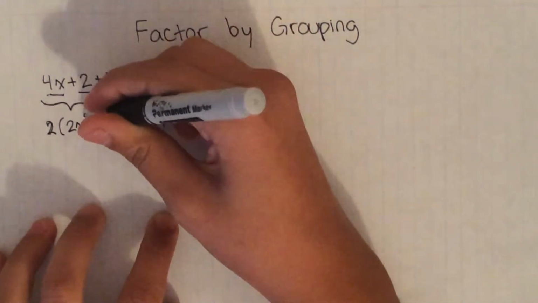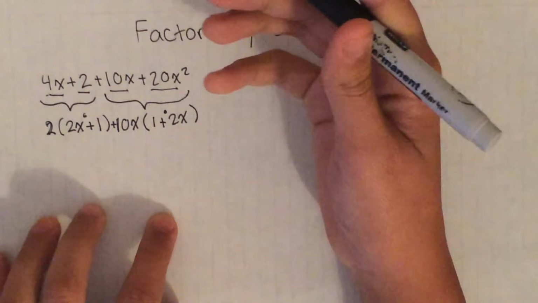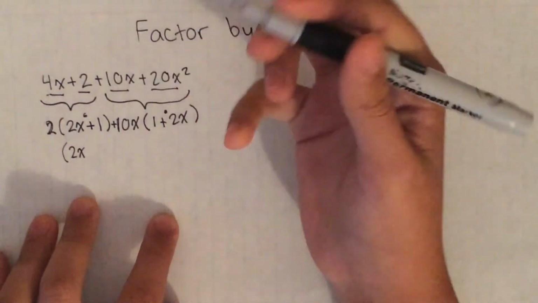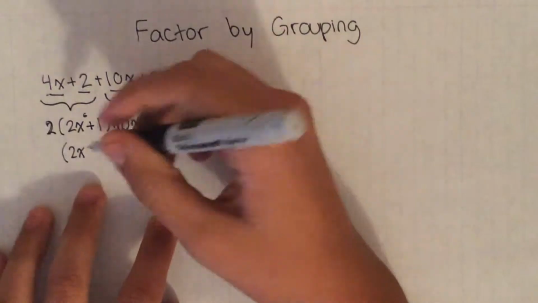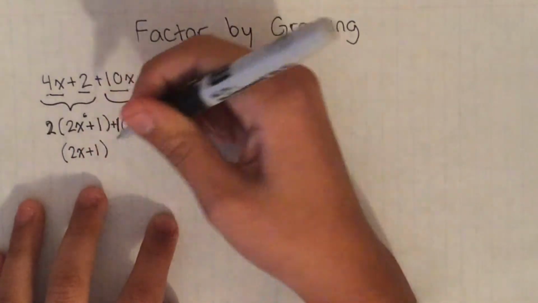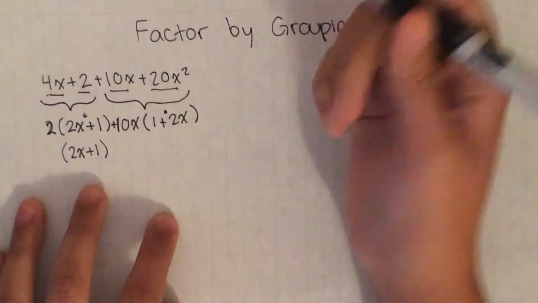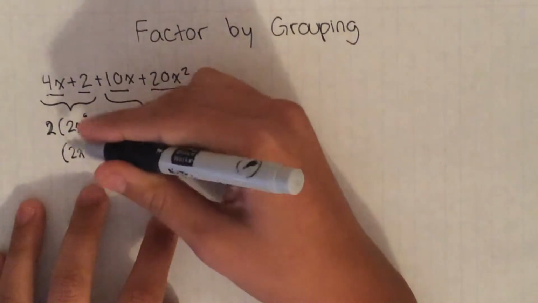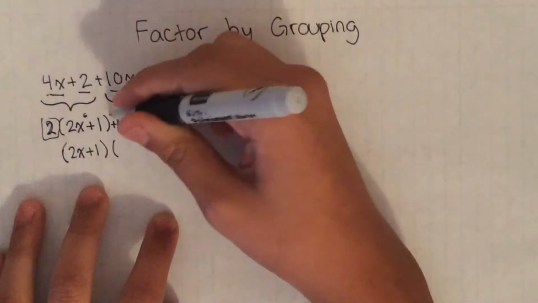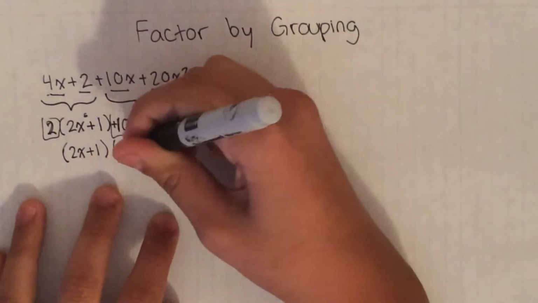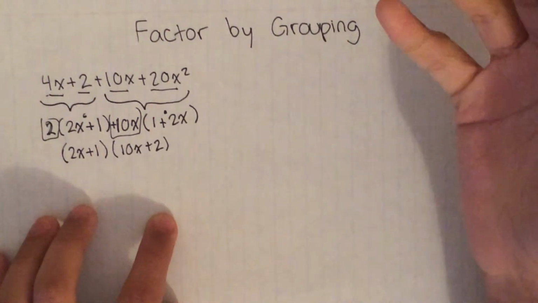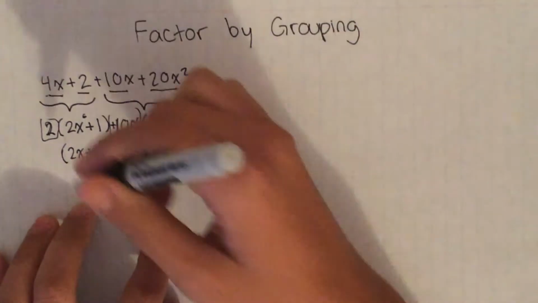So now, as you can see, here we have a binomial factor, and we're just going to move it over here, meaning they're the same. Binomial is like the two same: 2x plus 1. Like I showed you in the other video for common factoring, we're just going to put it down there without changing anything. And then we're going to get the other factor from our terms left out, which is 10x plus 2. And that's how you do factor by grouping, basically.